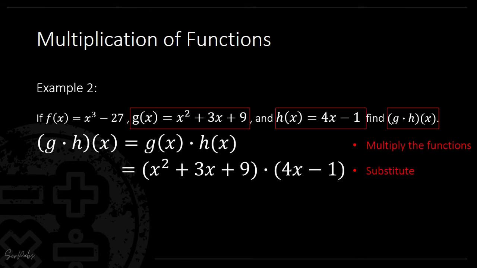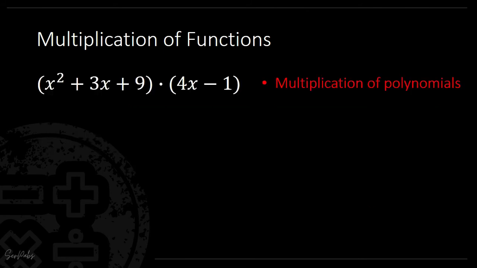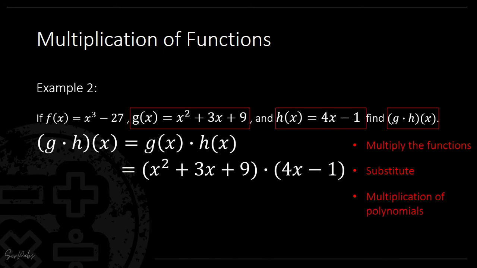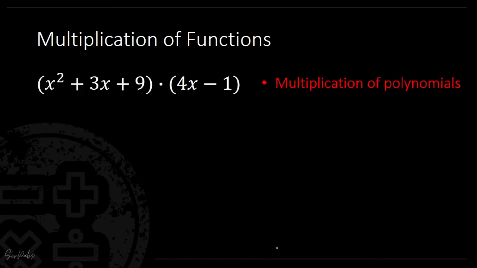Pangatlo, hindi na tayo pwedeng mag-FOIL method kasi hindi na siya binomial by binomial. So, ito ay multiplication na ng trinomial by binomial. Kailangang i-review ang junior high school mathematics. So, i-multiply natin ang polynomial. Multiplication of polynomials. Dun muna tayo. Kuha tayo ng scratch paper. So, multiply tayo. Kopyahin natin ang x squared plus 3x plus 9 times 4x minus 1.